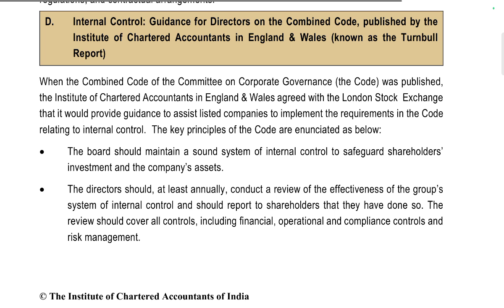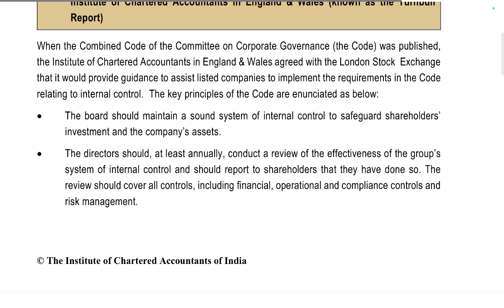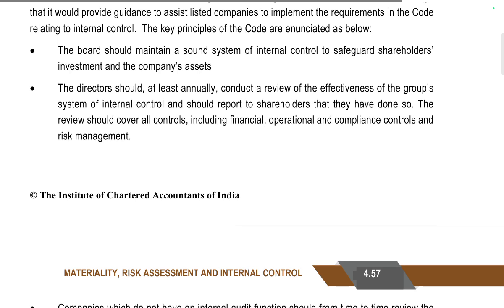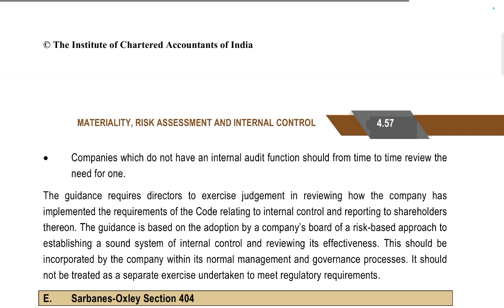It will provide some guidance to assess the listed company and implement the requirements of the code related to internal control. These key principles of the code are indicated as below. The board would maintain a sound system of internal control to safeguard shareholders' investments and the company's assets. Directors should at least annually conduct a review of the effectiveness of the group's system of internal control and report to shareholders that they have done so. The review should cover all controls, including financial, operational, compliance and risk management.